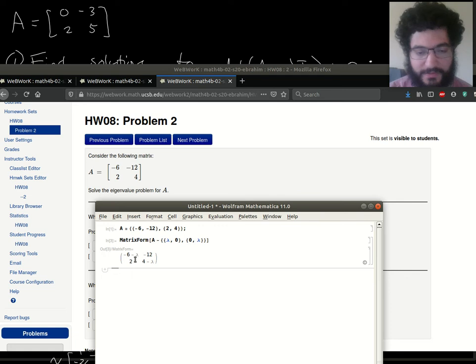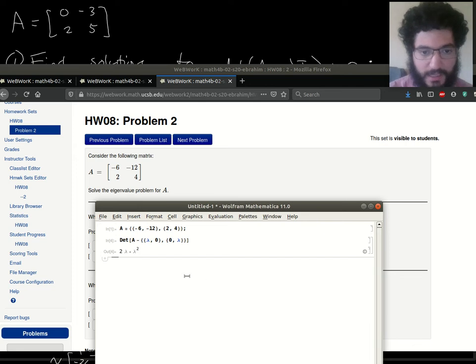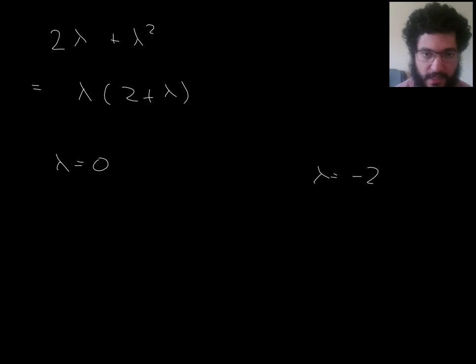First of all, we want choices of lambda that make this have an interesting, non-trivial null space. Those will be the very few choices of lambda that make this have determinant 0. So let me take the determinant of this thing. This is the determinant function with a capital D, and this is the polynomial that I get: 2 lambda plus lambda squared. What are the roots of that? You can write it as lambda times 2 plus lambda. So it looks like the roots are lambda equals 0 and lambda equals negative 2.